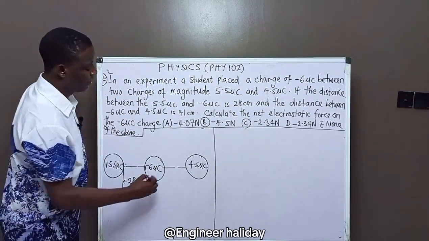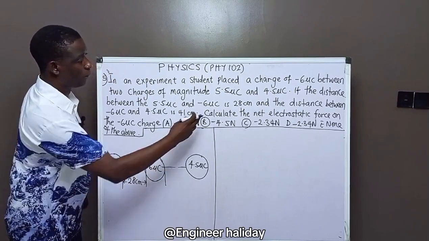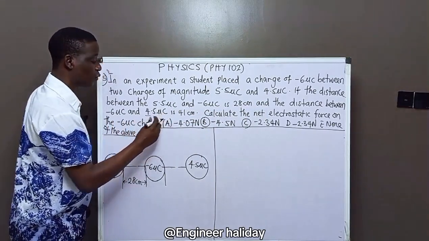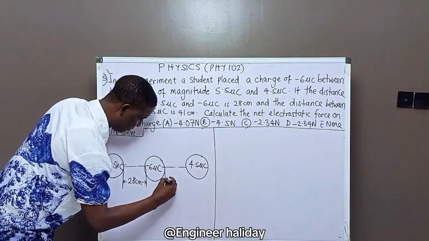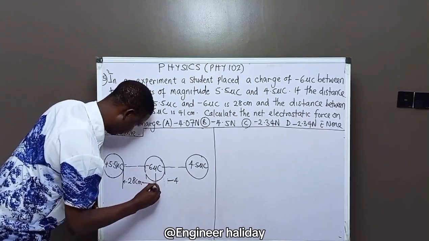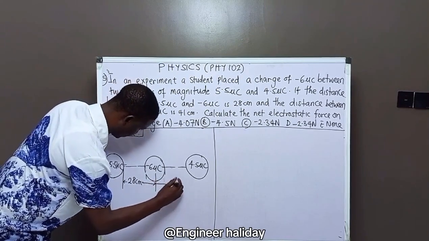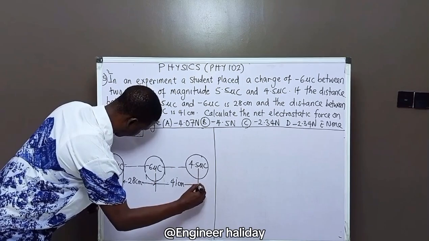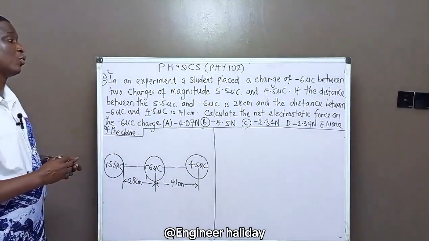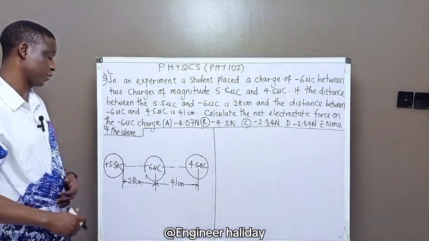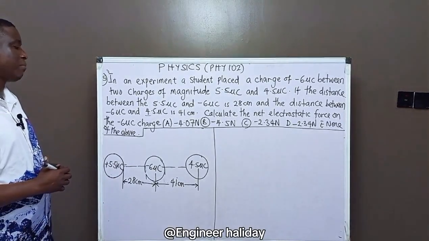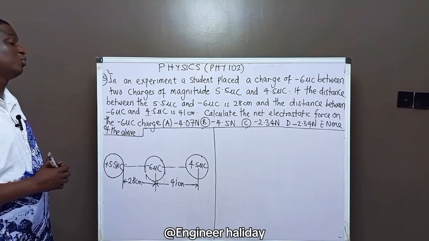And the distance between -6 microcoulomb and 4.5 microcoulomb is 41 centimeter. Somebody else can put it like this, it doesn't matter. Then between there and here is 41 centimeter. So this is what we have now. Clear, we have interpreted the question. If you miss the interpretation, you have failed the question. It now says, calculate the net electric force on the -6 microcoulomb charge.